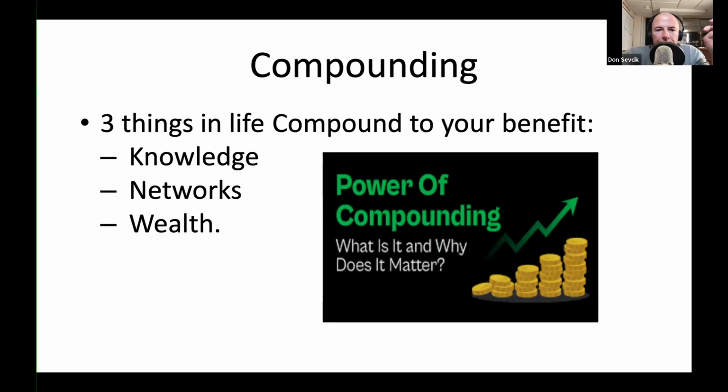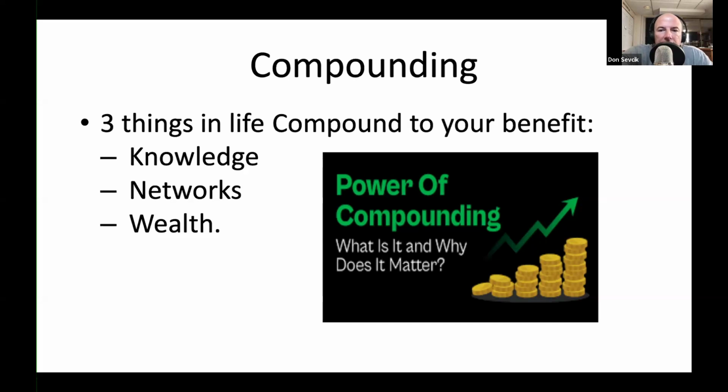Now, in life, three things compound to your benefit if you play your cards correctly. The first is knowledge. As we read books and deal with smart people and learn more things, our knowledge starts to compound. This mental models training is a perfect example. If you can even use one of the 9 mental models I present today, how much better will your business be if you get a small time or financial advantage?